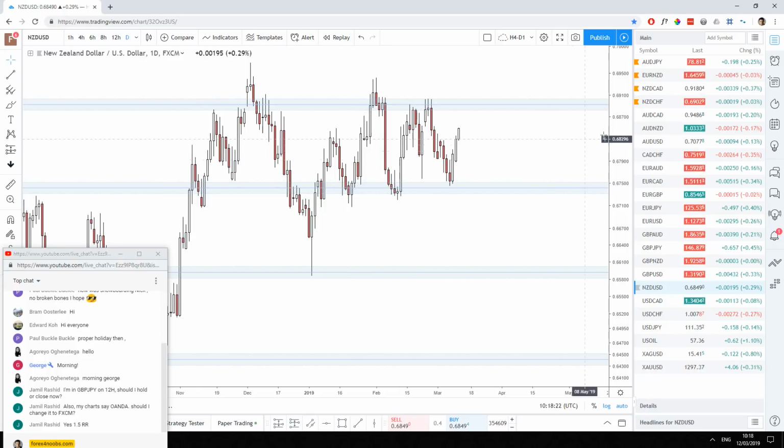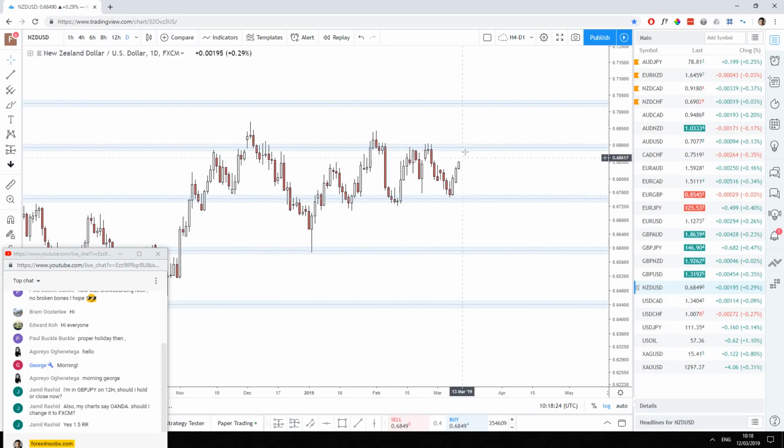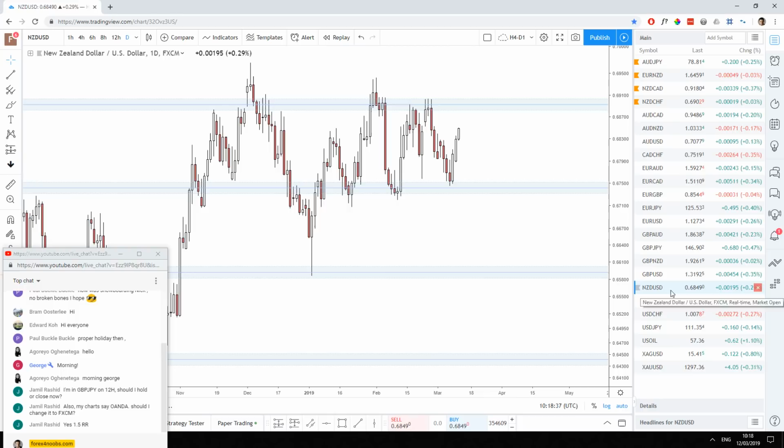New Zealand USD bouncing from support, pushing up to resistance. Now, New Zealand USD is quite interesting. This one is also in a range, very similar to, what was it, AUDJPY? Yes, AUDJPY. Very similar. We got kind of a half bounce here.